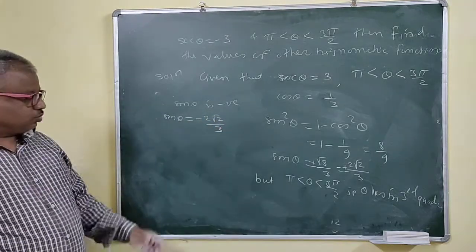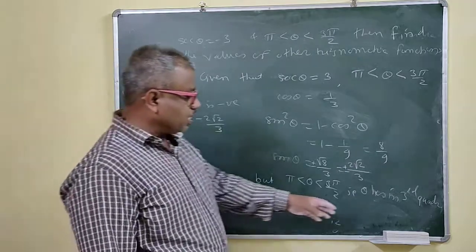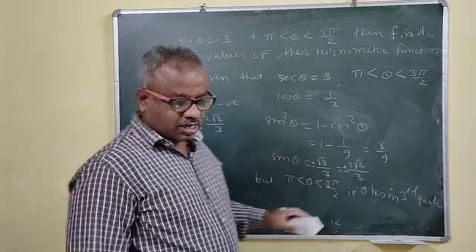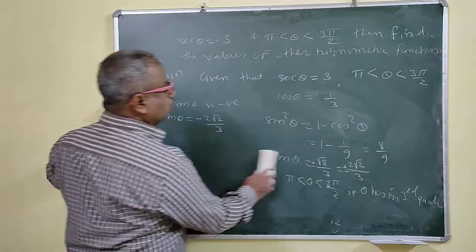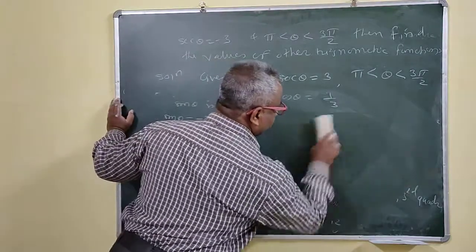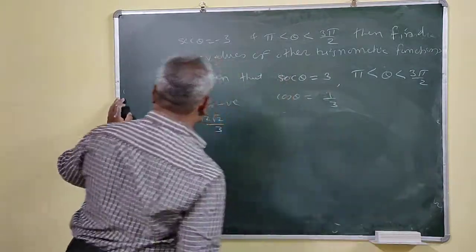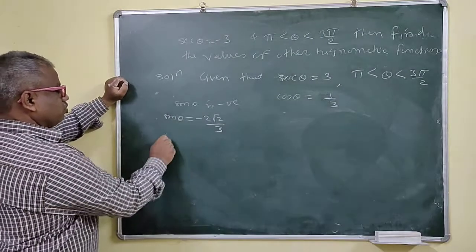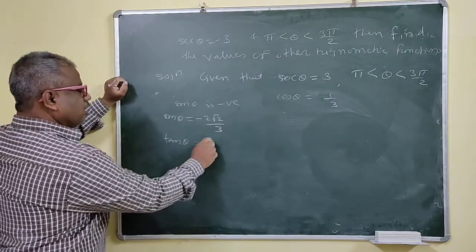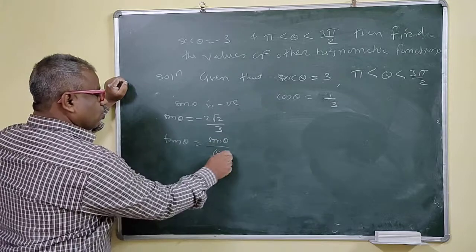Right? So now we have the value of cos theta, the value of sin theta, and the value of sec theta also. So we will write the other trigonometric ratios now. Sin theta first. So tan theta now. Tan theta is what? Sin theta upon cos theta.